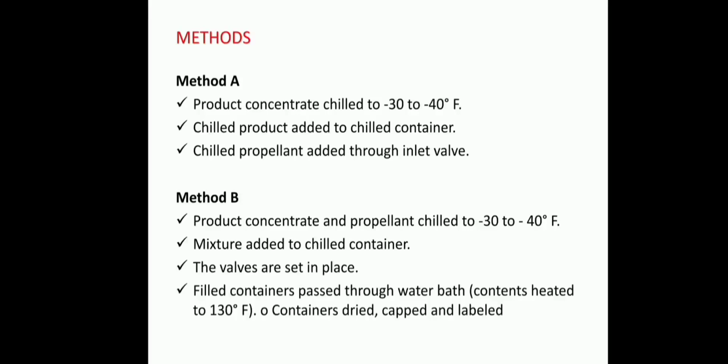In method A, the product concentrate is chilled to a temperature of -30 to -40 degrees Fahrenheit. The chilled product concentrate is added to the chilled aerosol container. The chilled propellant is added through an inlet valve present on the side of the walls of the aerosol container. In method B, both the product concentrate and the propellant are chilled to -30 to -40 degrees Fahrenheit. Then the mixture is added to the chilled container.